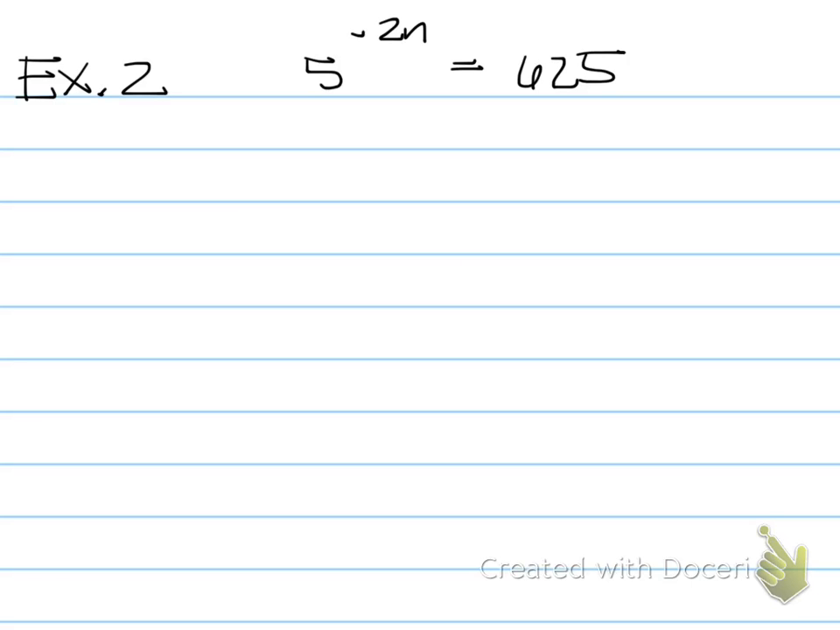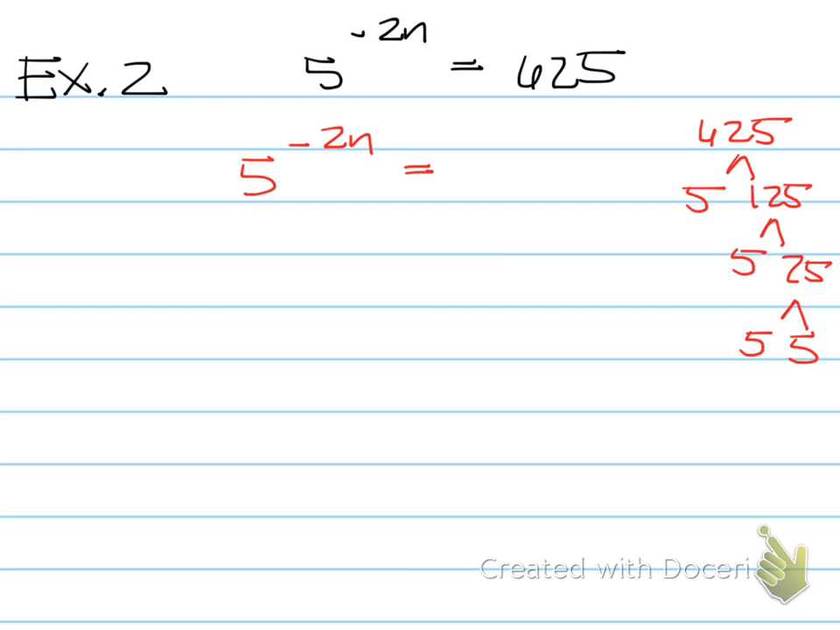Here we want to rewrite 625 as an exponent with a base of 5, so we want to factor 625. We can rewrite 625 as 5 to the 4th power. So now that we have the same base, we can set the exponents equal to each other. We get -2n equals 4, so n equals -2.